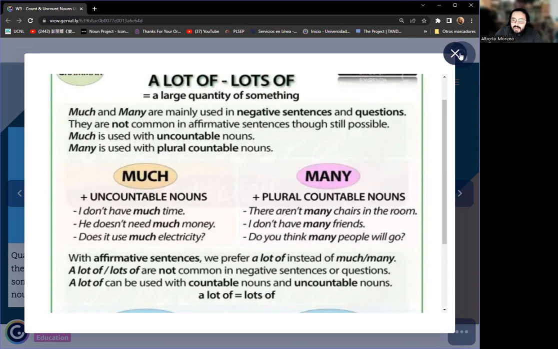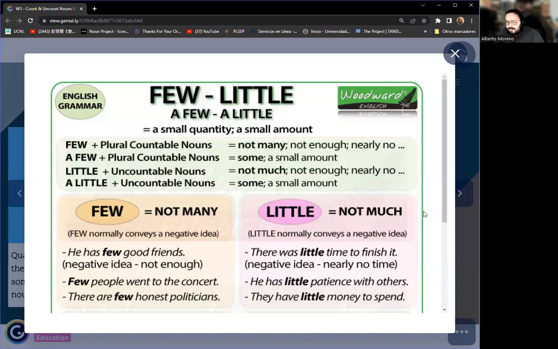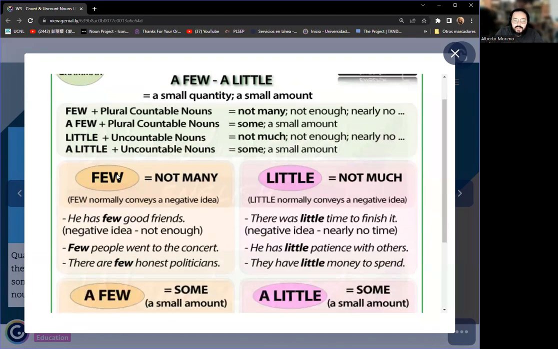Now, small quantities. And here is where the good things come. Para hablar de cantidades pequeñas, we have few and little, as well as a few, a little. Few and a few are the same, little and a little are the same. We use few or a few with plural countable nouns, and little and a little with uncountable nouns. The only difference is that few means not many or not enough, and a few means some or a small amount of something.